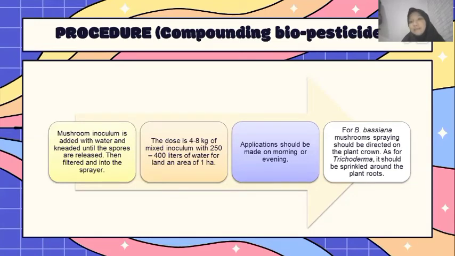And the last step for Beauveria bassiana mushroom, spraying should be directed on the plant crown. As for Trichoderma, it should be sprinkled around the plant roots.